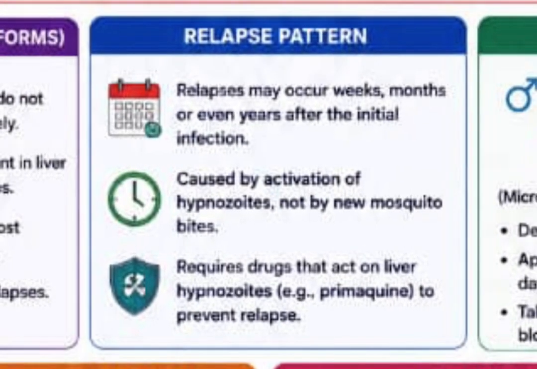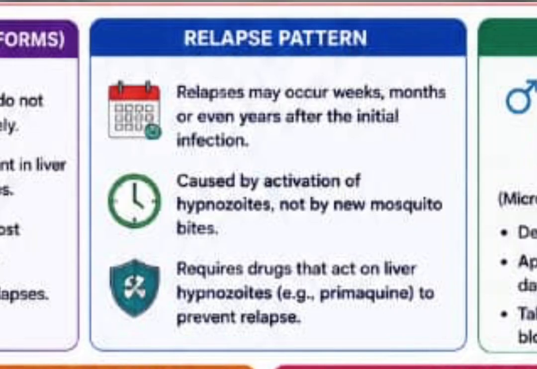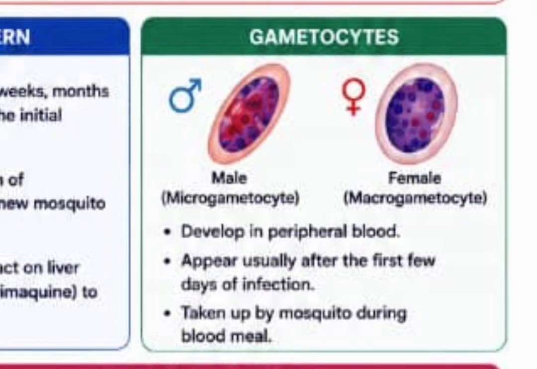But there are some drugs that are used to target the hypnozoite, like primaquine. Primaquine can be used to target it, and tafenoquine too. Primaquine, tafenoquine, and proguanil are used to target the hypnozoite formation when you want to treat patients with the exoerythrocytic phase of malaria.